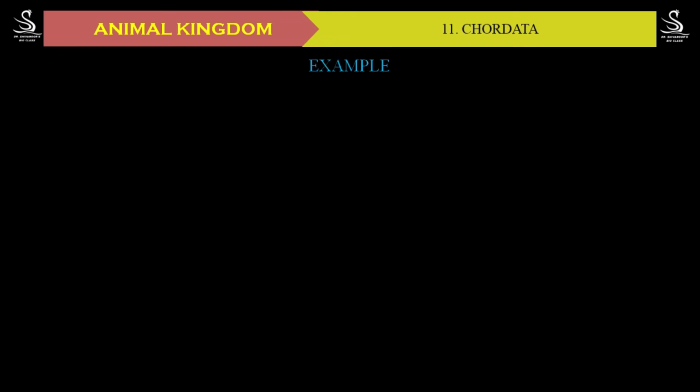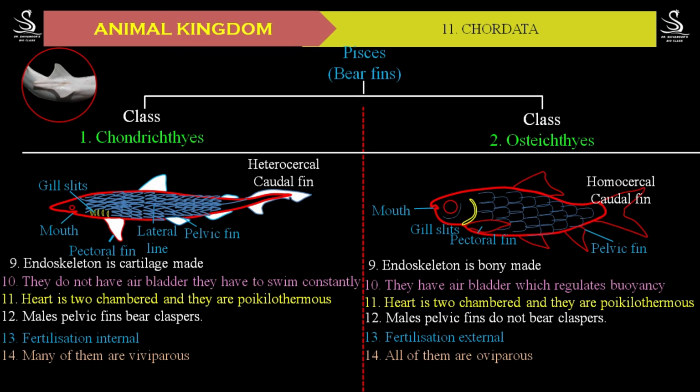So these are the differences between the Chondrichthyes and Osteichthyes species. I hope, students, you have all remembered very properly. Now, once we'll see what are all the examples for the Chondrichthyes and Osteichthyes classes.